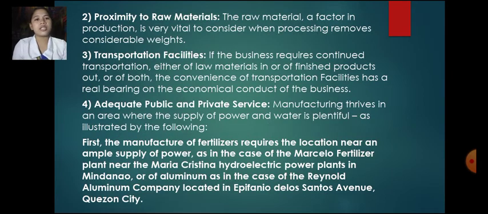Second is proximity to the raw materials. The raw material is a factor in production. This is very vital to consider when processing removes considerable weight. For example, it is much cheaper to manufacture cement at the place where the raw materials are. Thus our cement plants are in Cebu, La Union, Bulacan, and Rizal, very near to the limestone mines where the raw materials come from.